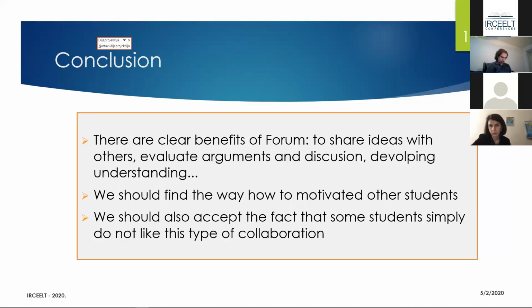Because of that, we should find a way to motivate other students to include them in online collaboration tools. But also, we should accept the fact that some students simply do not like this type of collaboration, they prefer live face-to-face contact, and we certainly should give them other ways of active learning.